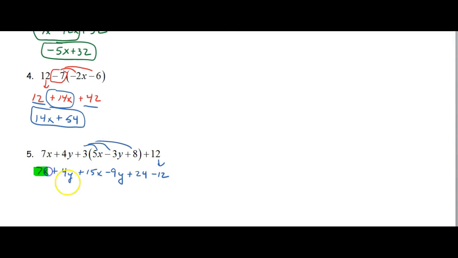Now, I can combine 7x, 15x. I can combine the 4y, negative 9y, and then the 24 and negative 12. So I'm going to go ahead and combine those. 7x plus 15x, 22x. 4y minus 9y is minus 5y. And then 24 minus 12 will give me plus 12.